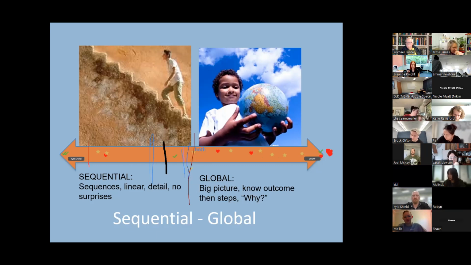So sometimes those global and sequential people work together quite well because you've got someone who can see the big outcome, which can be a bit tricky for me to see, but it's good to have a global learner who can really see that. And then you've got the other person who can go, okay, great, I see the big picture, but what are the little details? What's step one? So it's sort of a nice combination.